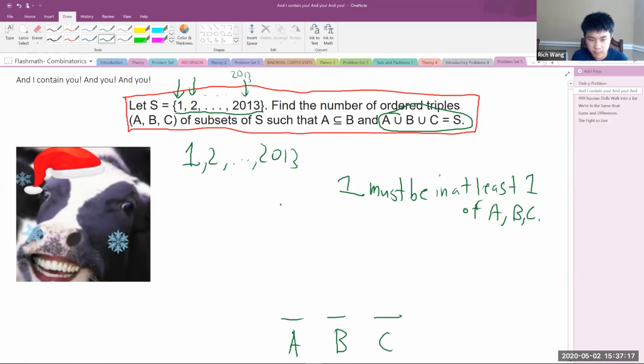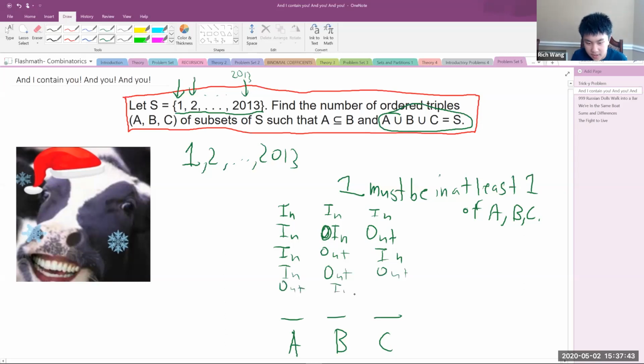So if we call this set A, set B, and set C, the number of ways that 1 can go in it are: in set A, in set B, in set C; in set A, in set B, out of set C; in set A, out of set B, in set C; in set A, out of set B, out of set C; out of set A, in set B, in set C; out of set A, in set B, out of set C; or out of set A, out of set B, and inside of set C. So as we can see here, there are 7 different possibilities.